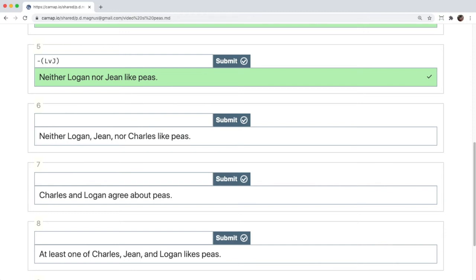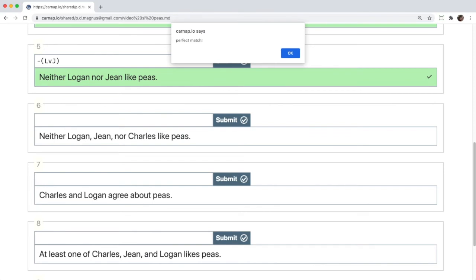It's not the case that either Logan or Gene does. And for that, we put the negation on the outside of the parenthesis. It's not the case that whole thought, Logan or Gene does. Carnap says, perfect match. So that would also be a right answer. This is a case where there are multiple possible right answers, and because they're logically equivalent, they're all equally good.